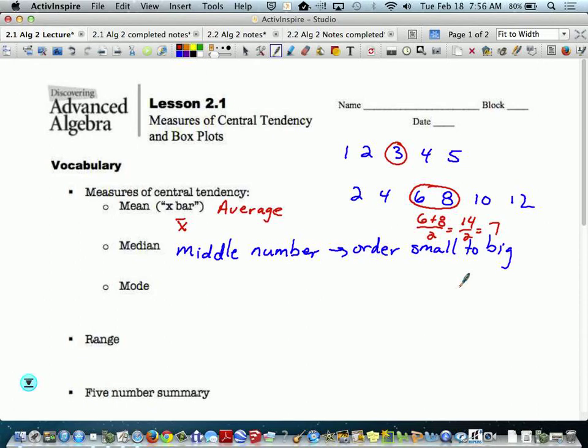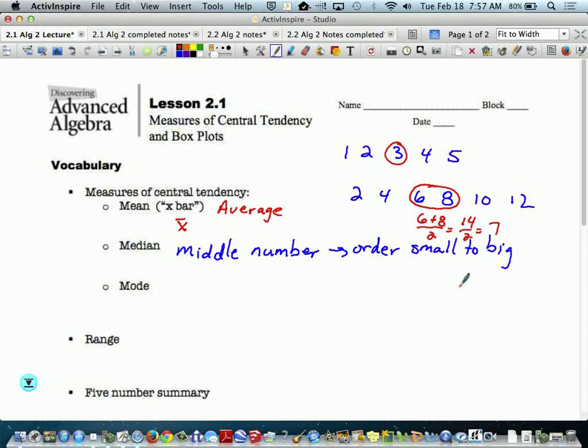So if there's an even number of data in the list, find the 2 that are sitting in the middle, add them, divide by 2. You have to take the average. Probably one of the most common mistakes is you guys will find the median without putting things in order, small to big. You just circle the one in the middle and go on. Okay, so make sure you put them in order.